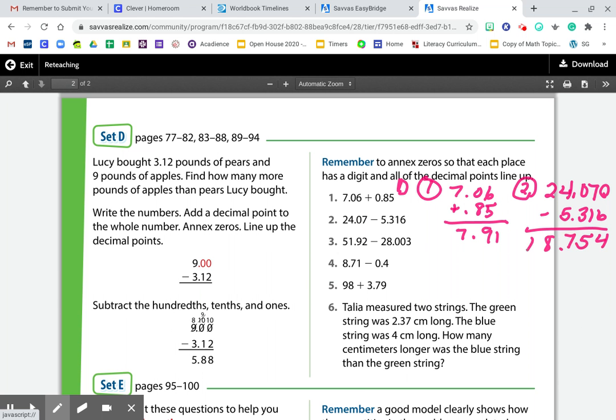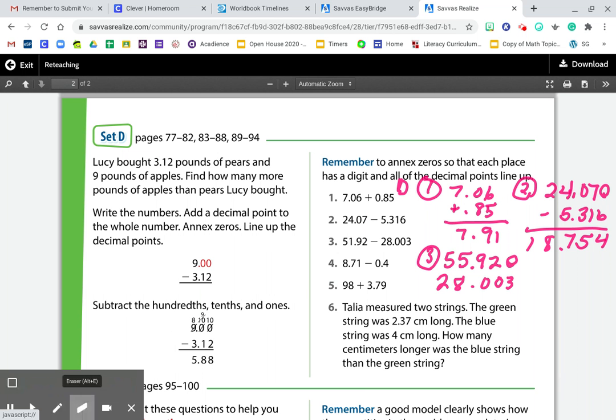And number 3, again, subtraction, annexing zeros. Remember lining everything up. I know it looks silly, but when you annex a 0, it's not silly anymore. And that does look silly because I wrote the wrong number. Get that in there. 51.